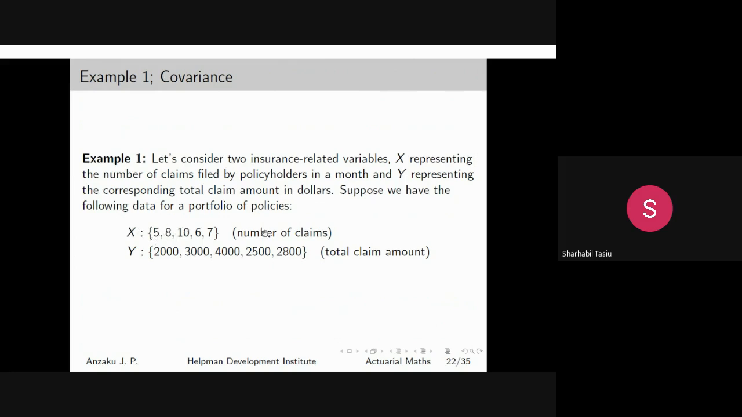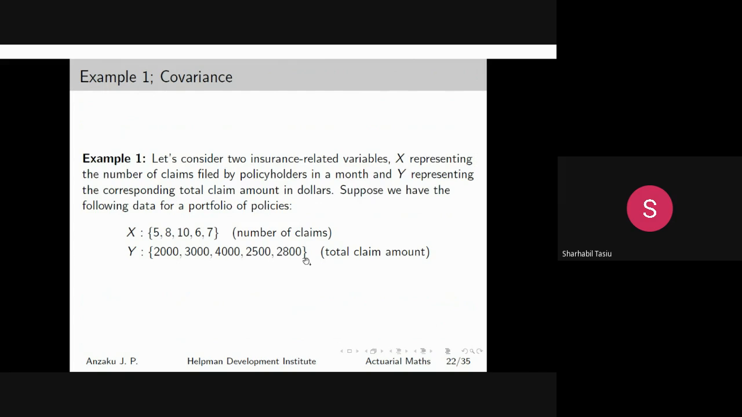So for the number of claims, we have 5, 8, 10, 6, 7. And for the total claim amount, in dollars, we have 2,000, 3,000, 4,000, 2,500, 2,800. As ordered pairs, 5 corresponds to 2,000: 5 claims and a total claim amount of 2,000. 8 claims, total claim amount 3,000. 10 claims, total claim amount 4,000. 6 claims, total claim amount 2,500, and 7 claims, total claim amount 2,800.